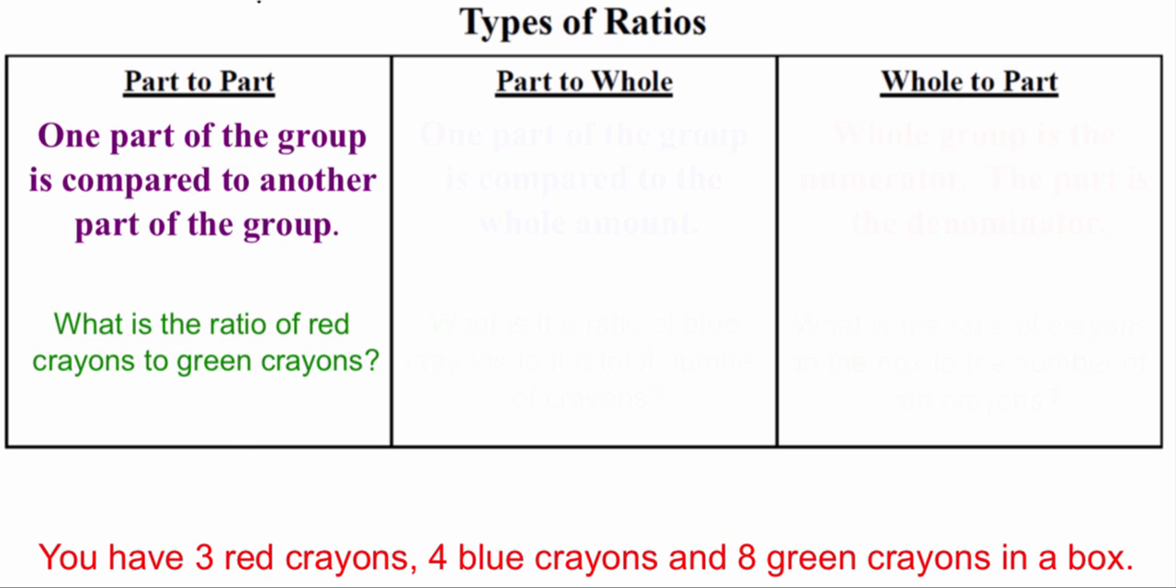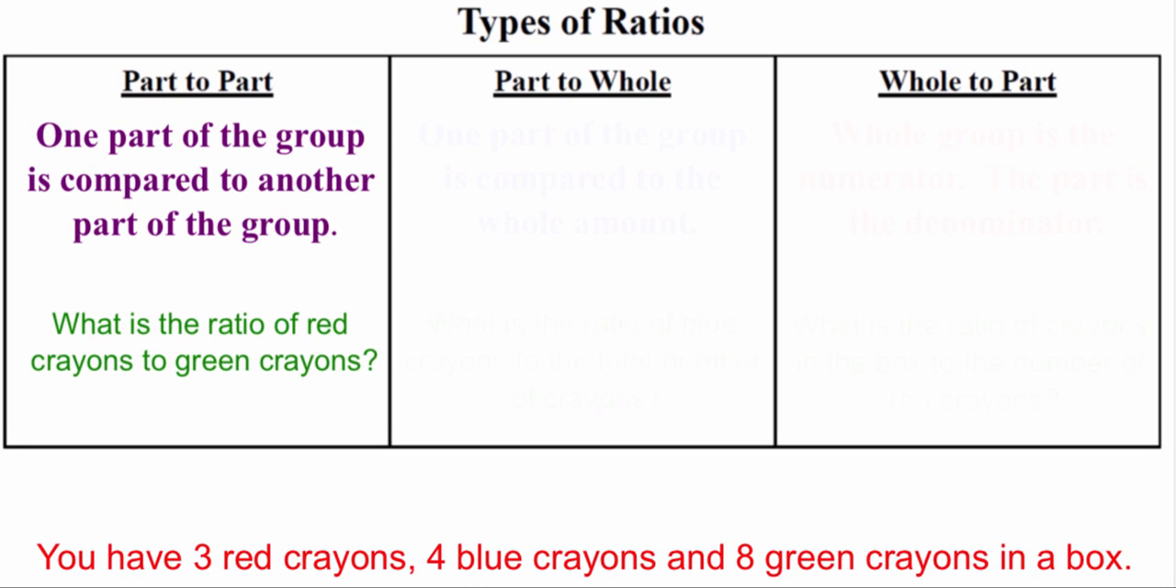Our example along the bottom: we have 3 red crayons, 4 blue crayons, and 8 green crayons in a box. So you're apparently in kindergarten. We want to know what is the ratio of red crayons to green crayons. Well, we have 3 red crayons, so 3 goes first. We have 8 green crayons, so 8 is our second number. The order of the numbers really does matter. A ratio of 8 to 3 is different than 3 to 8. So I'm writing them in all 3 of its forms: as a fraction, with a colon, or with the word "to" in between. In this case, 3/8 is already in simplest form, so that's as far as we need to go.